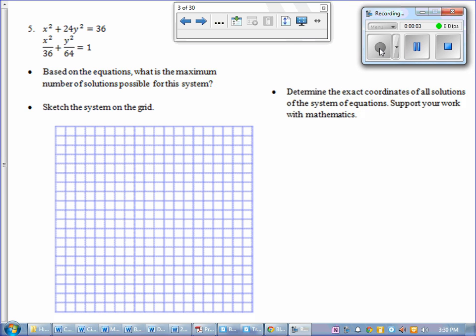So start number 5, the first question is based on the equations, what is the maximum number of solutions? So it's not asking us how many solutions. The question is asking what is the maximum number of solutions there could be. So to determine that, we're going to look back at the equations, and we're going to be looking to figure out what type of graph we're going to have.